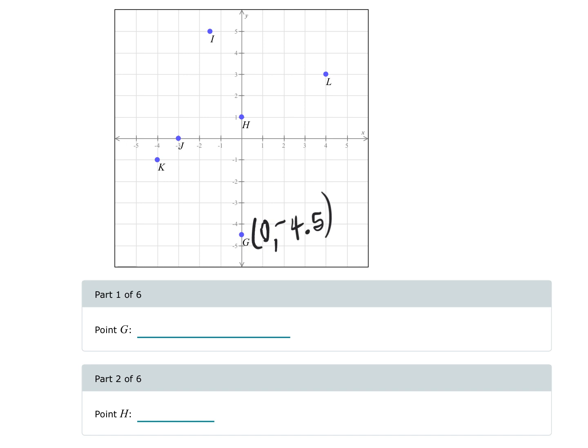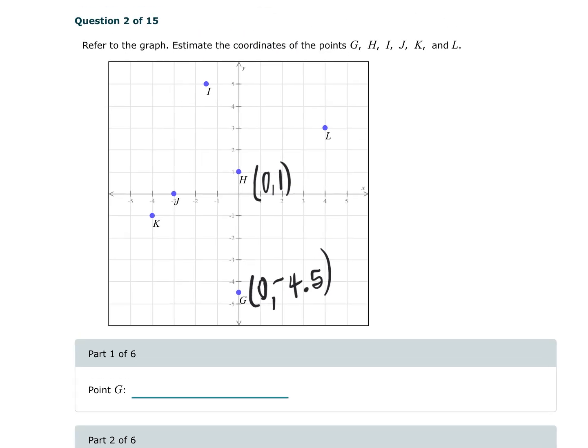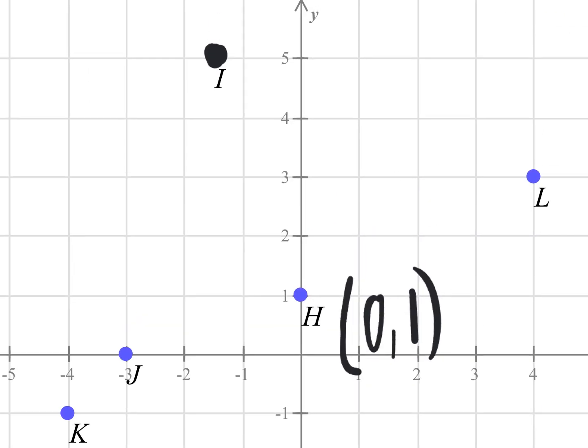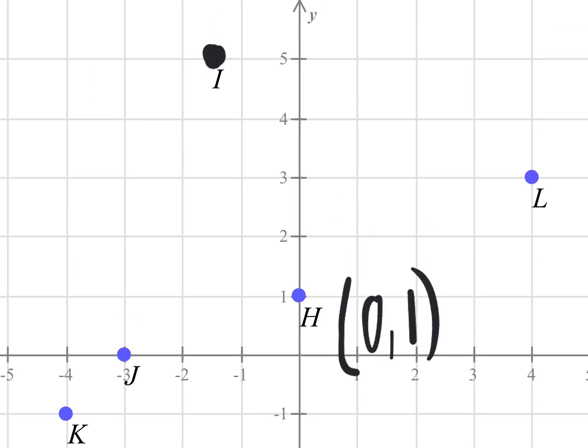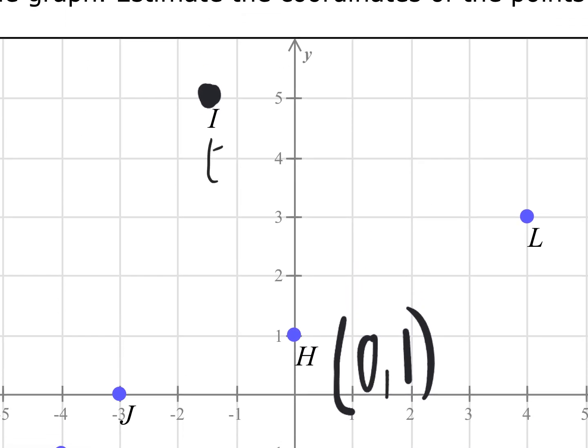Now, we did G, let's do H. Again, we're not moving left and right for this point. We're just going up. So when we don't move left and right, again, our x value is 0. And we went just up 1 unit, so 1 is our y value. I would be next. It looks like we go over to the left, and it's between -1 and -2. So for our x value, that would be -1.5. For our y value, we go up 5 units.